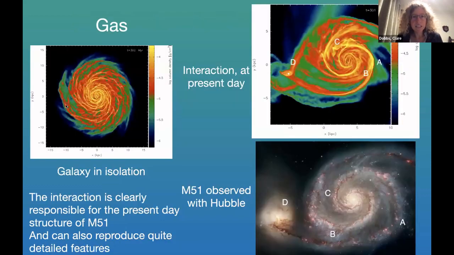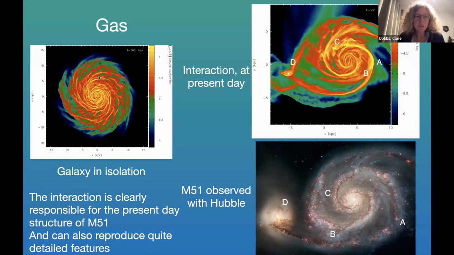So on the next slide, there are some stills. On the right-hand side, this shows our simulation at what would be the present day, so a time of 300 megayears into the simulation. And the bottom panel shows M51 in the same orientation.